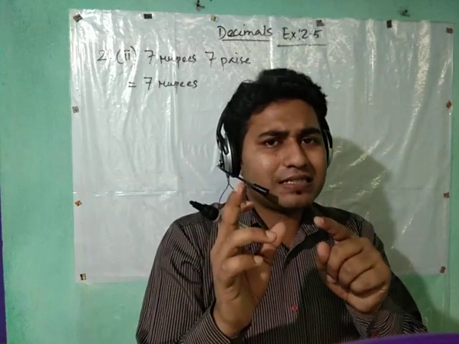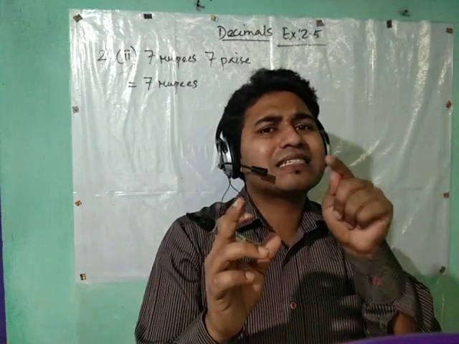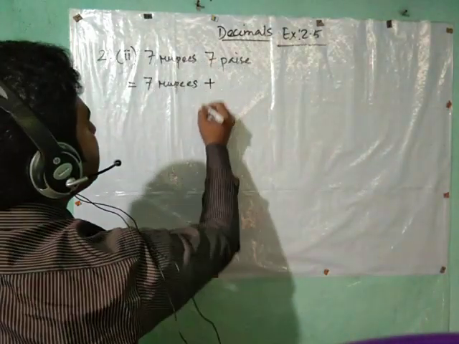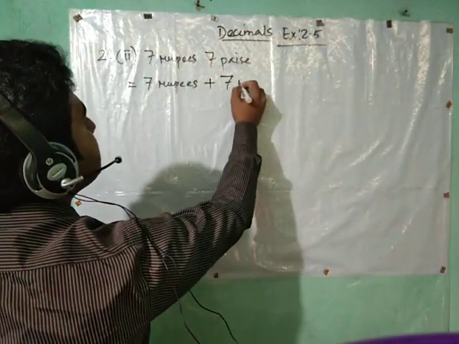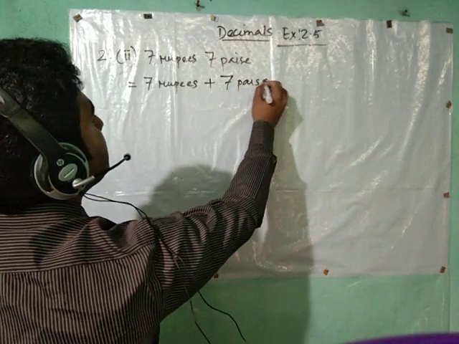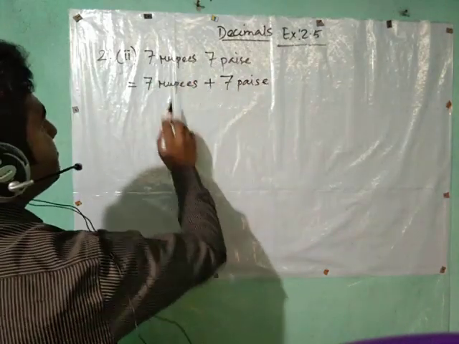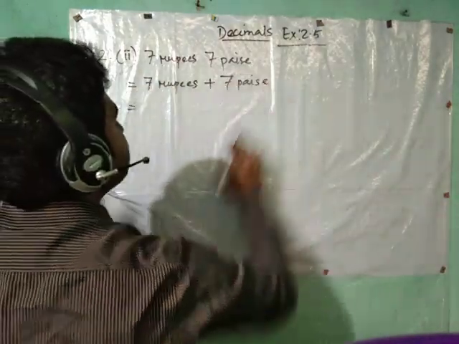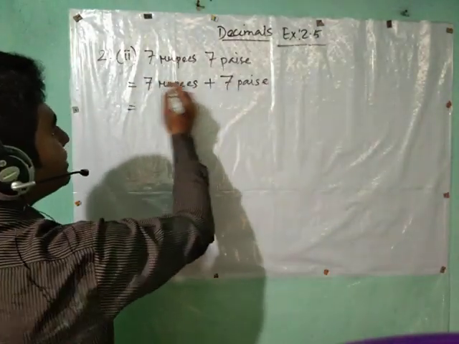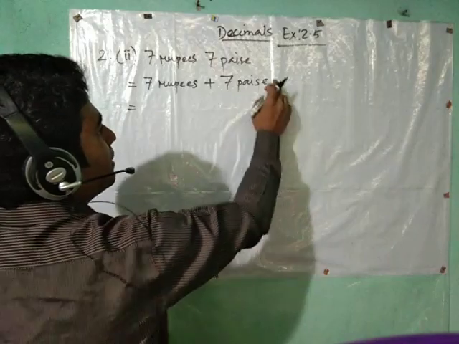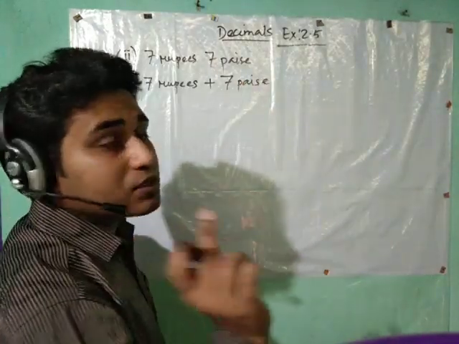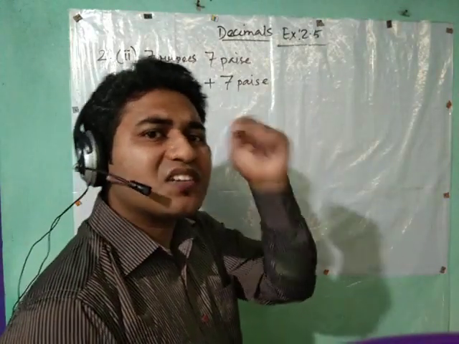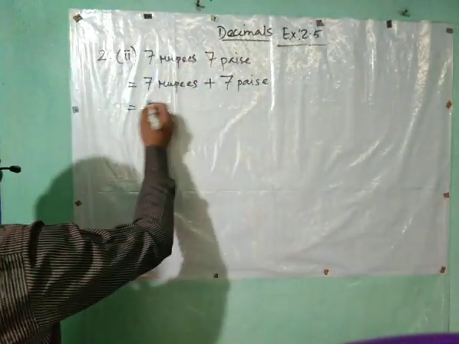If they are greater than 7 rupees, that means greater कैसे निकाला जाता है? हमेशा plus करके. So I will put here a plus. It will become what? 7 paisa. 7 rupees 7 paisa means 7 rupees plus 7 paisa. Now both of them are getting separated. Now this is already in rupees, but this is not in rupees. So you have to convert this paisa into what? Rupees.